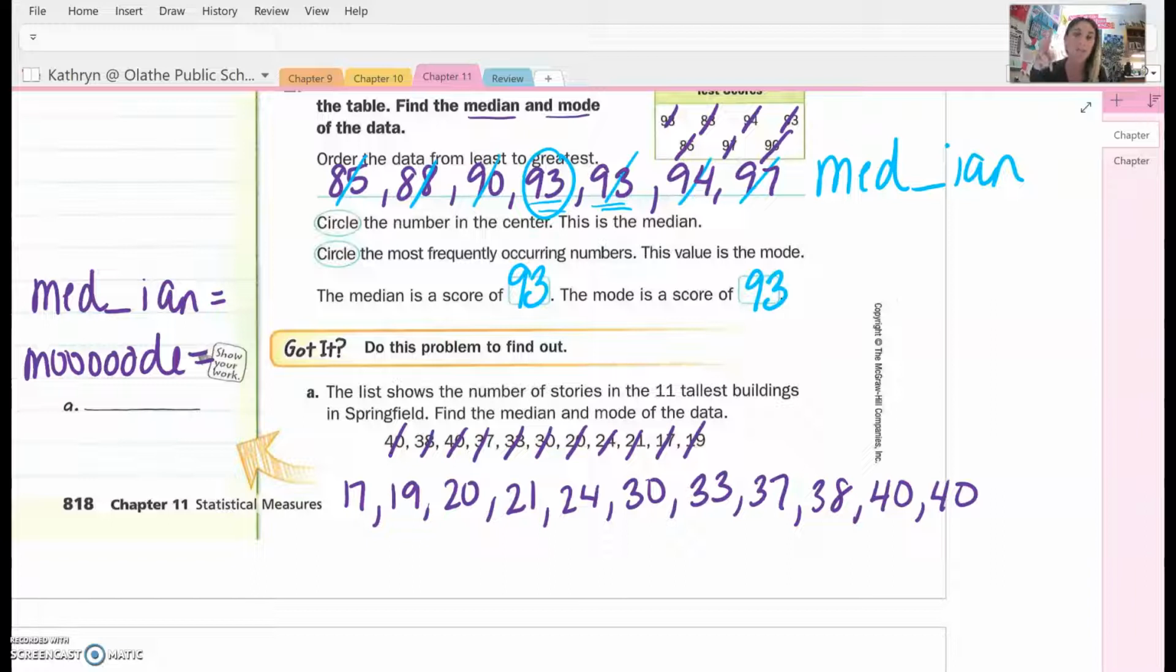Number two, if you leave a number out, it's going to mess up all of your answers. It's going to mess up your mean, it's going to mess up your mode, it's going to mess up your median. It will mess everything up. So you want to make sure you go through and cross off every single one while you're working.